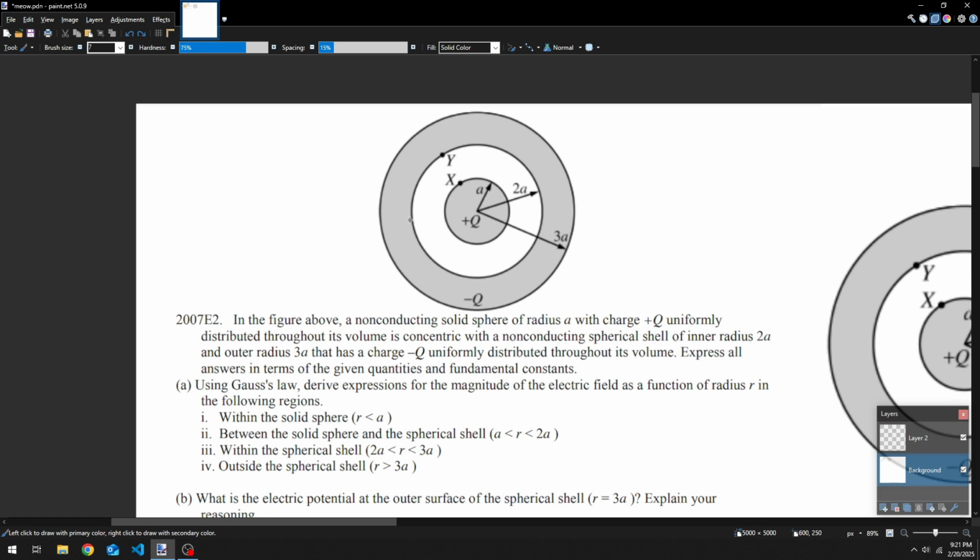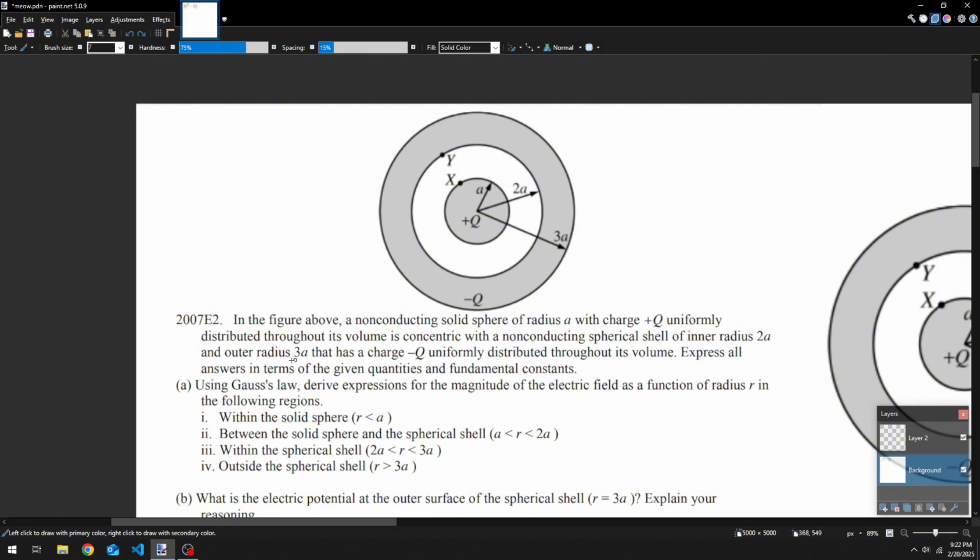The other insulator is a hollow sphere with an outer radius of 3a and an inner radius of 2a, meaning that this part inside of the shell has a radius of a. This shell has a charge of negative q, which is also uniformly distributed within the shell.